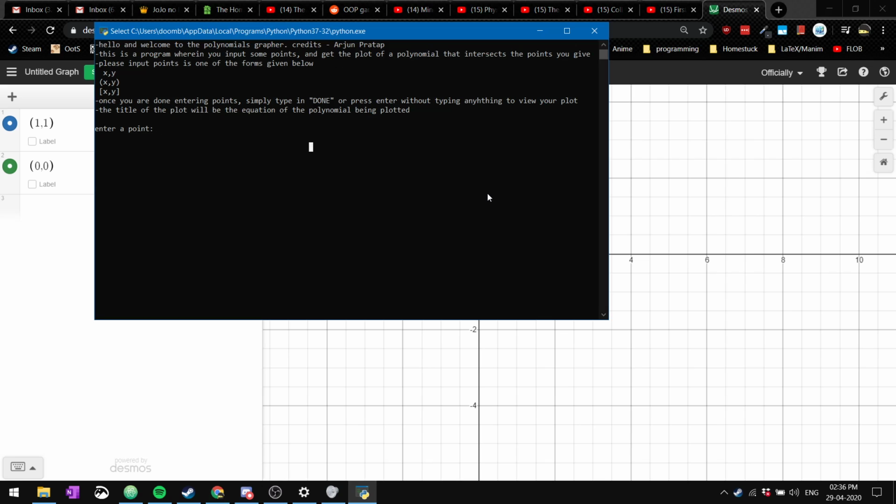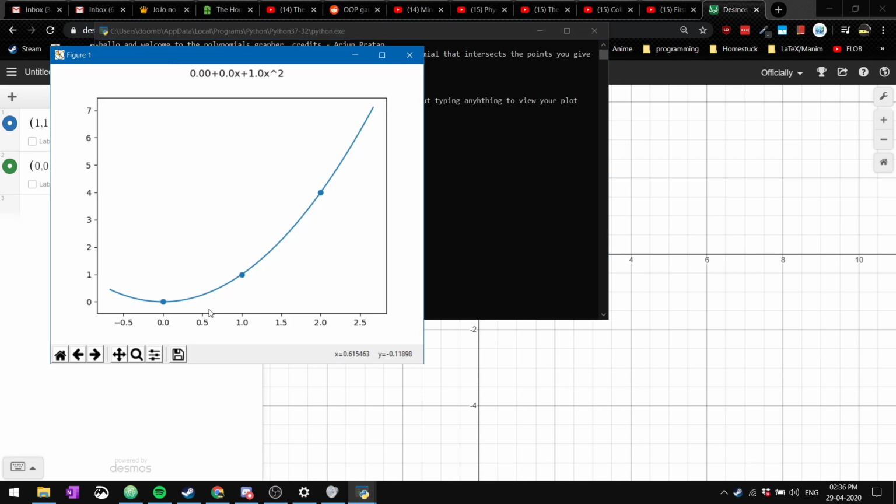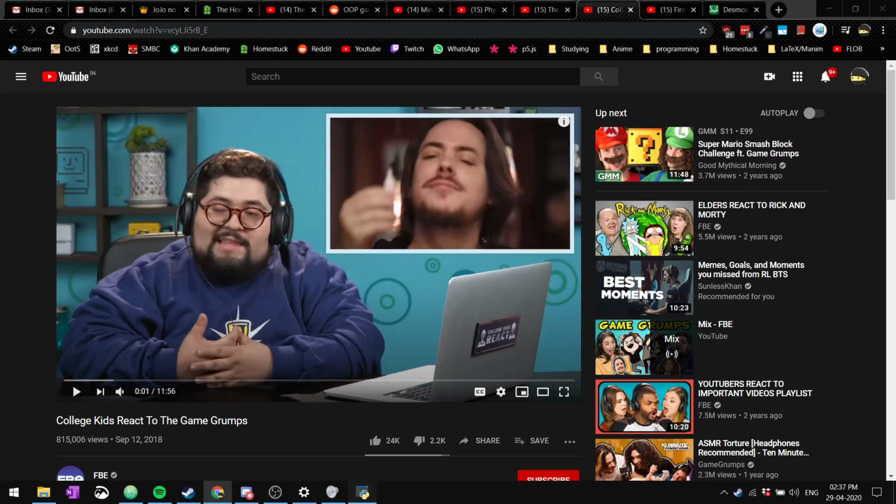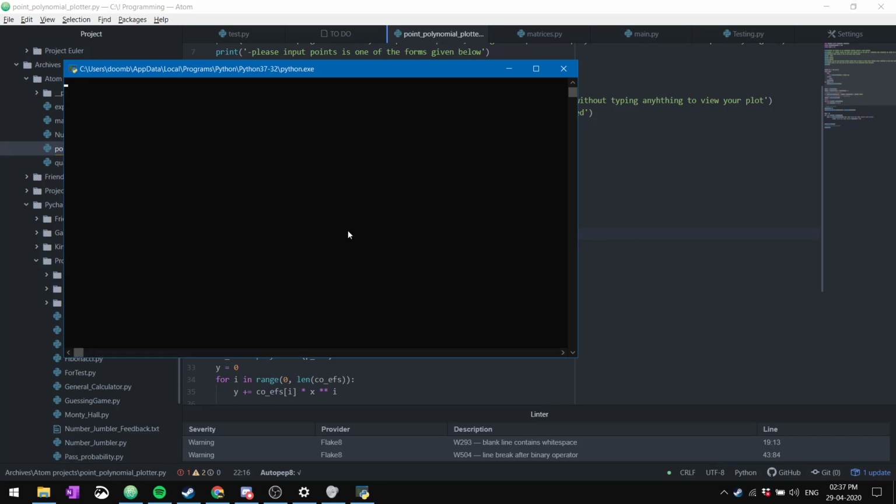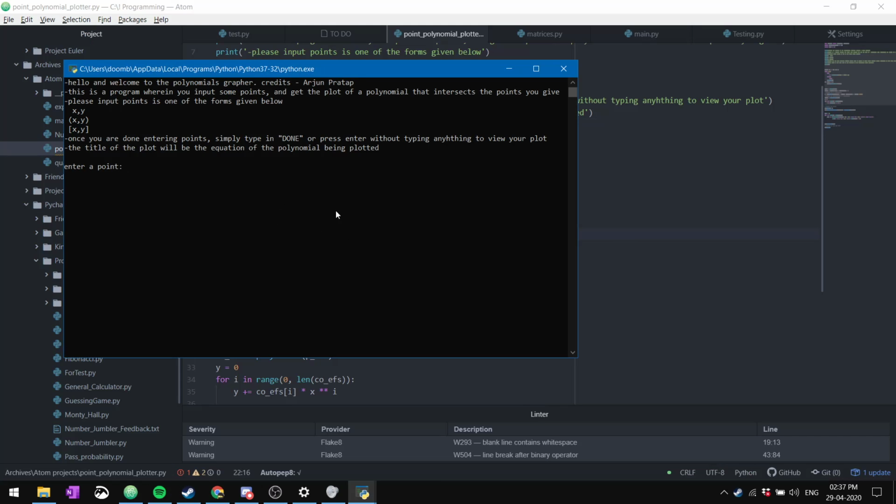So you look at my program. If I type in (0, 0), (1, 1), and (2, 4), those were the 3 points that are part of the basic parabola, like x squared. So this is that parabola. We see (0, 0), (1, 1), and (2, 4). This is kind of zoomed in, so I'm gonna do it again, but putting in more points so that it will get more zoomed out.